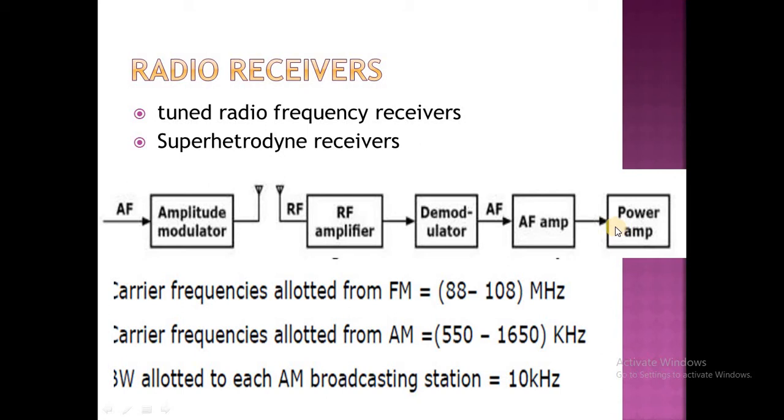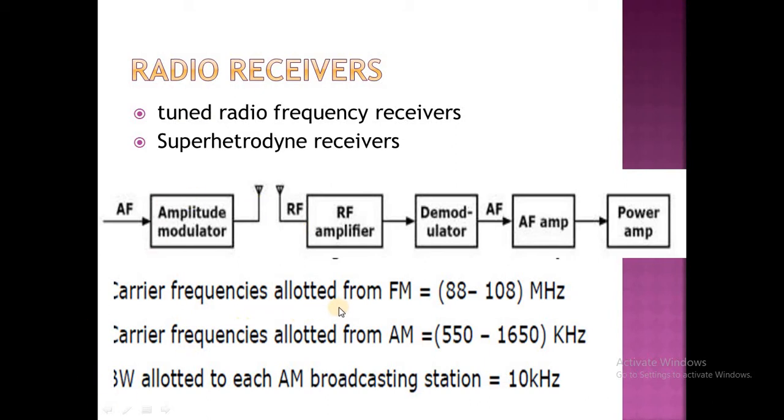Power amplifier's main function is to boost the power of the amplifier there. So here the RF amplifier is a low power amplifier which actually consists of the tank circuit, that means an LC circuit there. So it is the block diagram of tuned radio frequency receiver.